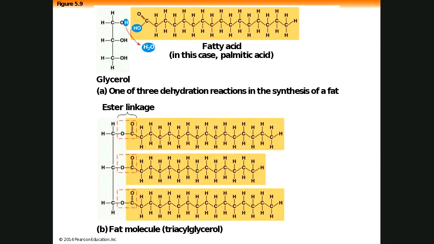We have a fatty acid or a palmitic acid. In this case, it's a palmitic acid. There are many types of fatty acids. And then we have a glycerol. Glycerol is pretty simple. Now, before we actually look at the process of dehydration synthesis, let's see how many of y'all remember from what we talked about yesterday in functional groups. Which functional group is that?